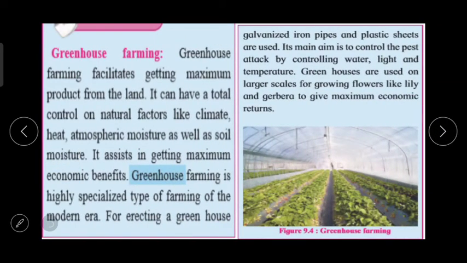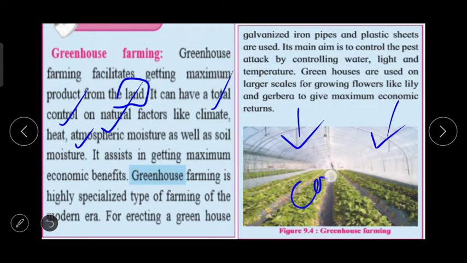Next one, greenhouse farming, which is given in our textbook. Greenhouse farming facilitates getting maximum product from the land. कम से कम land में ज़्यादा से ज़्यादा product मिलना. It can have a total control on natural factors like climate, heat, atmospheric moisture as well as soil moisture because it is controlled and covered. बहुत सारी जगहों पर हम देखते हैं कि because of the rain, excessive rain या फिर कम rain, उसकी वजह से crops नहीं आते हैं. But here all the things are controlled. It assists in getting maximum economic benefits.